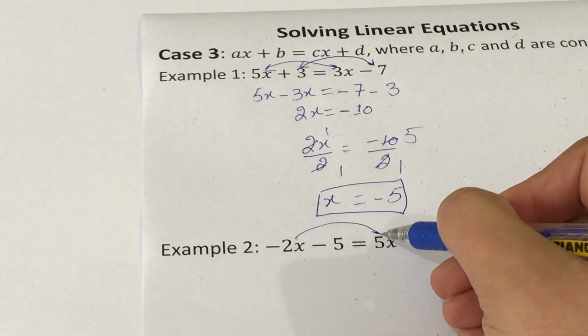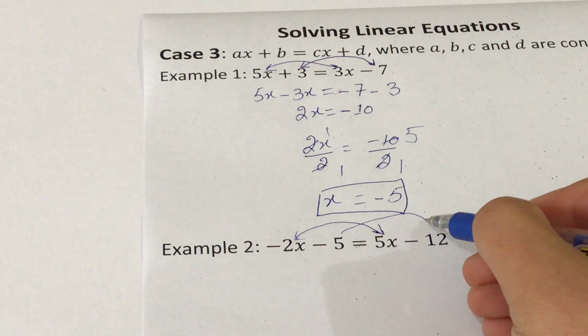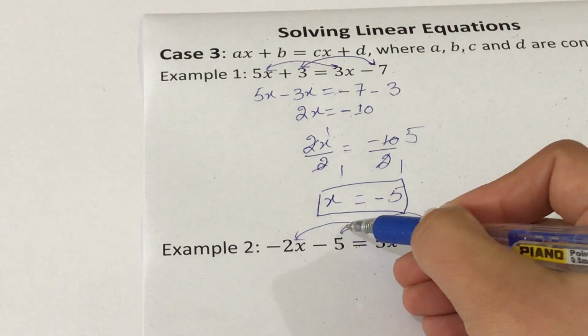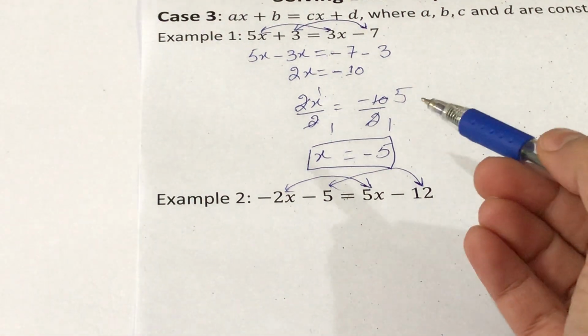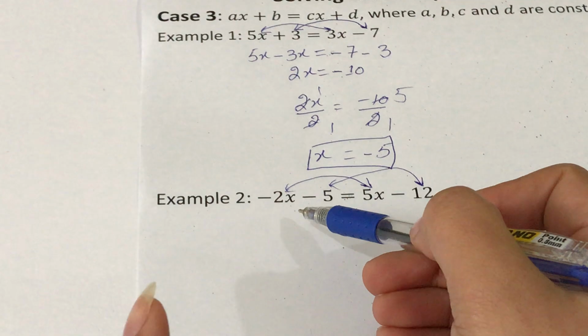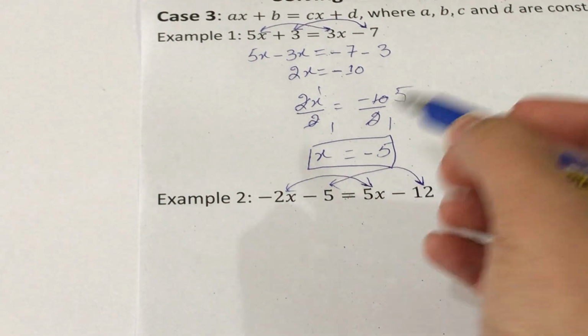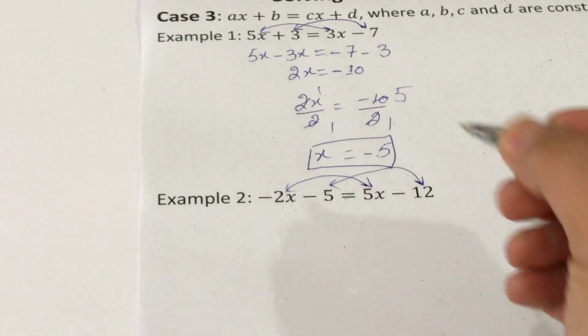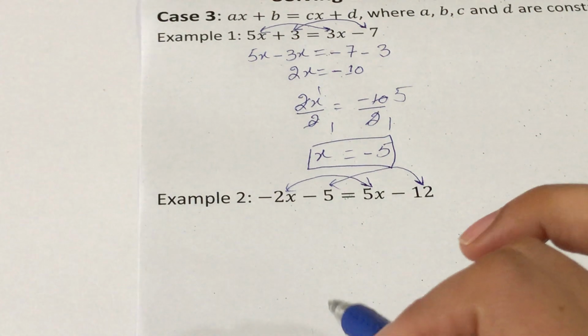Negative 2x and 5x are the like terms. Negative 5 and negative 12 are the like terms, right? The next step, what we have to do, we have to combine the like terms. Variable terms always on the left hand side and constant terms always on the right hand side. Always write the term that is given on that side first, then write the shifted term.